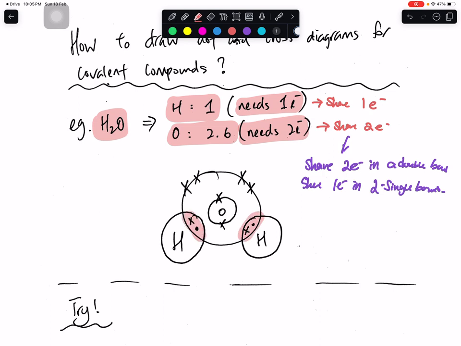Remember to account for the valence electrons. Oxygen has 6 valence electrons. There were already 2 that are being used in the covalent bonds. So draw out another 4.